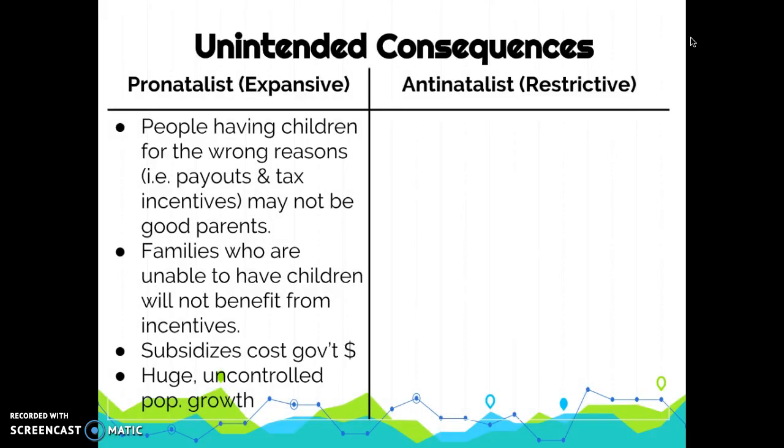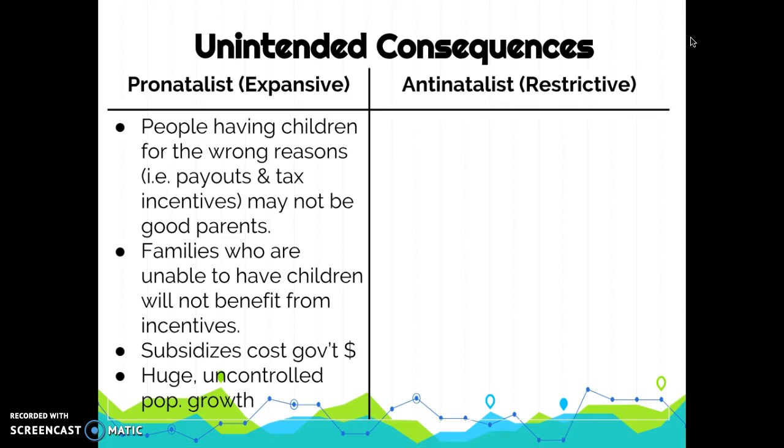Okay, so let's talk about some unintended consequences of pro and antinatalist population policies. So some bad things that can come of this. First of all, if it is pro-natalist, people could be having children for the wrong reasons, right? So think about it. If you're getting paid to have children, you get a payout or you get a tax incentive, you might not be having children for the right reason.